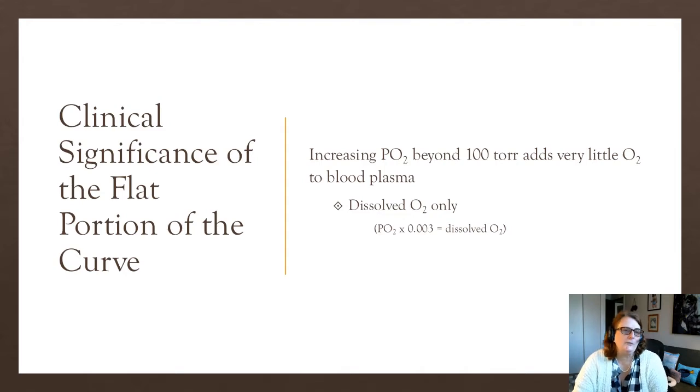Let's talk about that flat portion of the curve and its clinical significance. Increasing the PO2 beyond 100 torr adds very little oxygen to the blood plasma. Remember that dissolved O2 is PO2 times 0.003, which is equal to the dissolved oxygen in the blood.